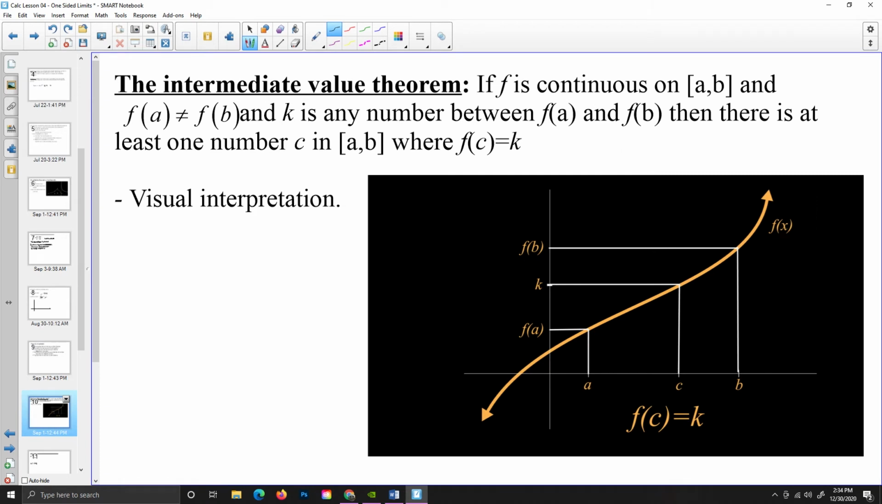Next, here is the definition of the intermediate value theorem. If f is continuous on a closed interval a to b, and f of a is not equal to f of b, and k is any number between f of a and f of b, then there is at least one number c in the closed interval from a to b where f of c is equal to k.